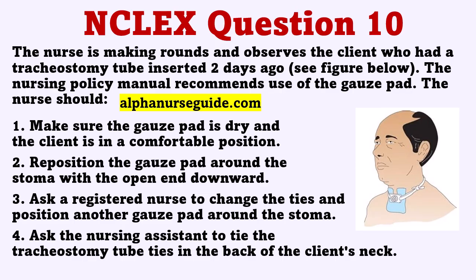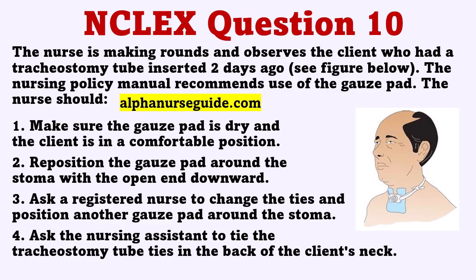The nurse is making rounds and observes a client who had a tracheostomy tube inserted 2 days ago. See figure below. The nursing policy manual recommends use of the gauze pad. The nurse should 1. Make sure the gauze pad is dry and the client is in a comfortable position. 2. Reposition the gauze pad around the stoma with the open end downward. 3. Ask a registered nurse to change the ties and position another gauze pad around the stoma. 4. Ask the nursing assistant to tie the tracheostomy tube ties in the back of the client's neck.